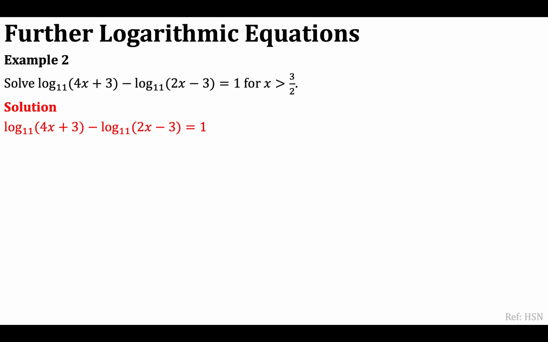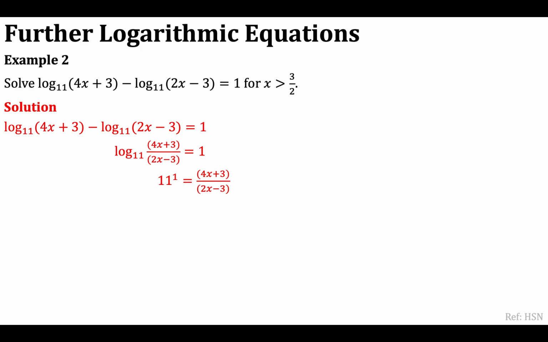You can see in the left hand side that we're subtracting two logarithmic terms, and they both have the same bases, so that means that we can combine these terms and we can divide the arguments. So log to the base 11 of 4x plus 3 over 2x minus 3, and that's equal to 1. Now remember, if we have an equation written as a logarithmic equation, we're able to change that to an exponential equation. So the base here is 11, our exponent is 1, and our argument is the fraction. So 11 to the power 1 is equal to 4x plus 3 over 2x minus 3.